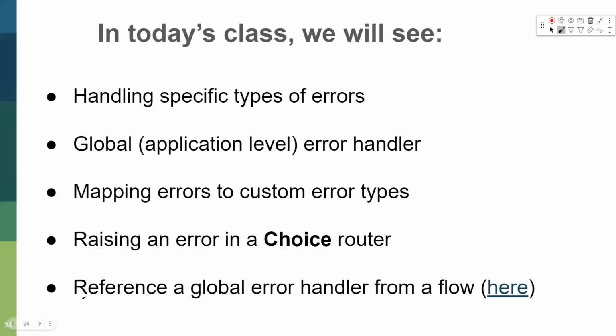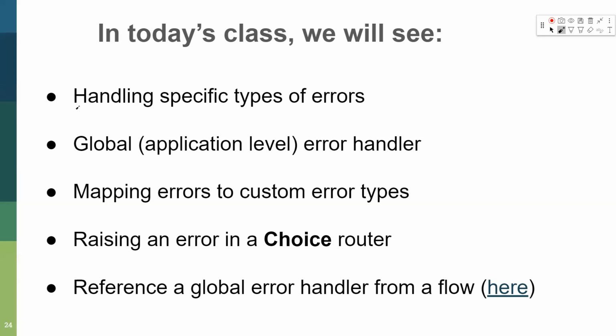And this one I have added a link already. You can read this one. If we don't get time, that's fine. You can also reference a global error handler from a flow. In the XML of the flow, you can add the name of the global error handler. This one you can check yourself.